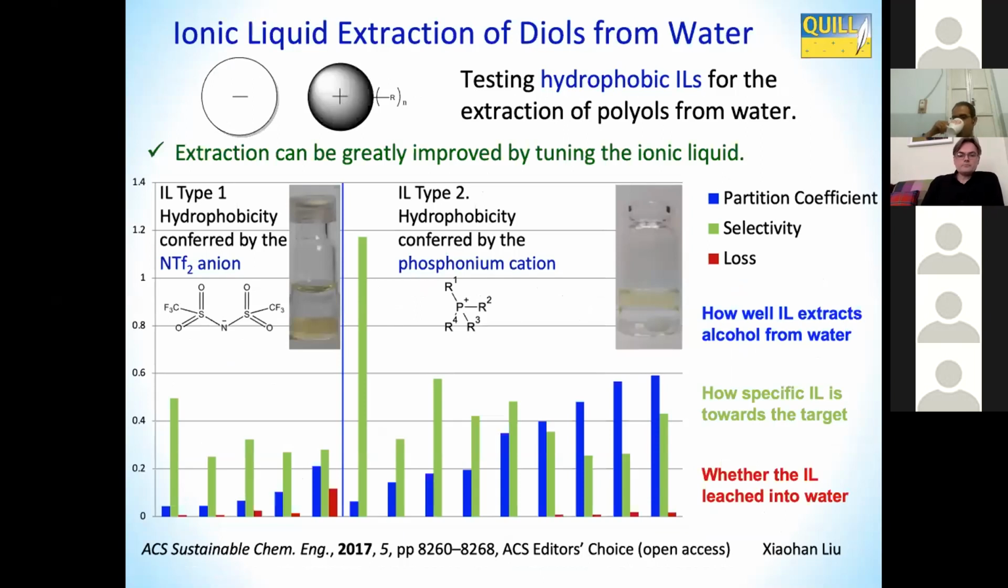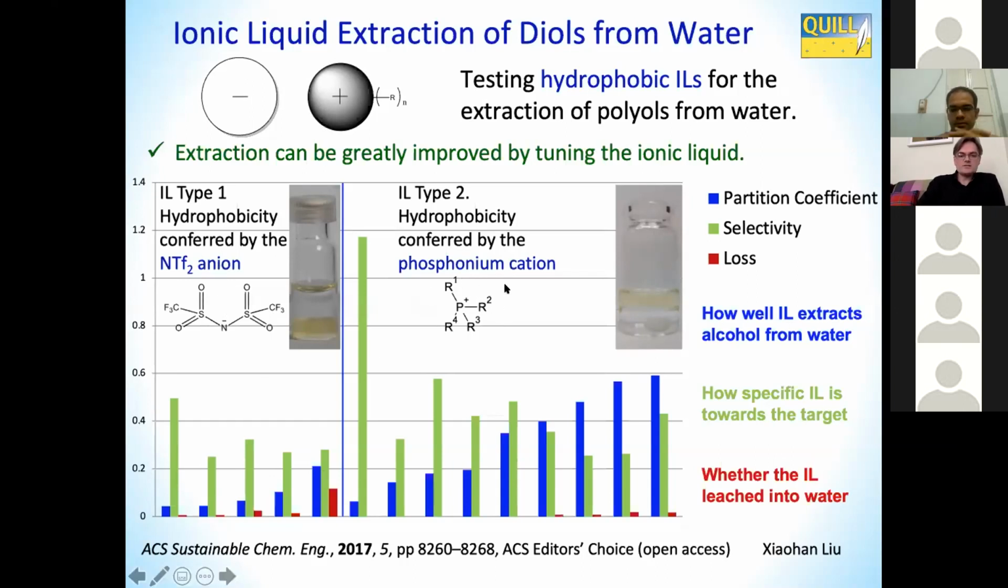Okay. So sponsored by Quill in Queens, we looked at a lot of different ionic liquids. So this is some of the data. Each one of these is a different ionic liquid. And we looked at two different classes of hydrophobic ionic liquid. The ones on the left here are the classic hydrophobic ionic liquids, and the anion confers the hydrophobicity in this case, in particular a fluorinated anion.